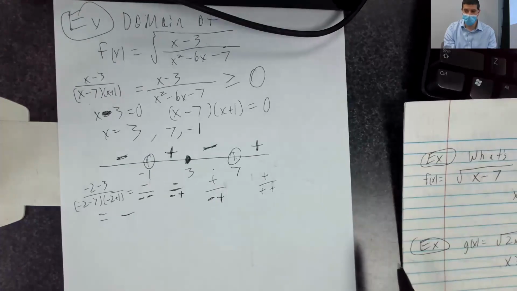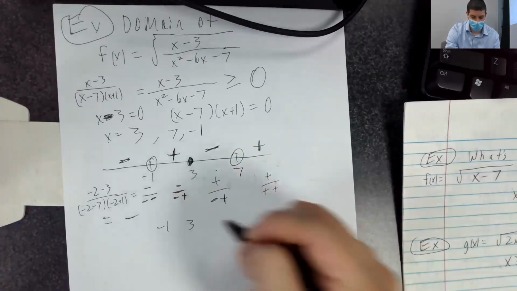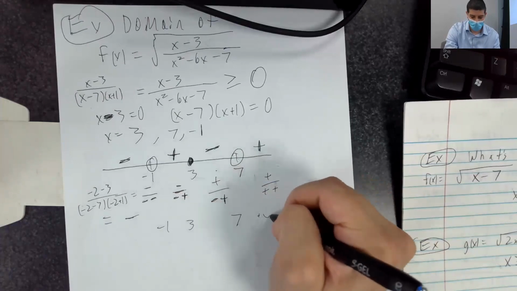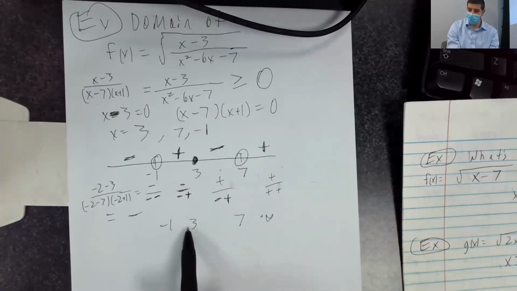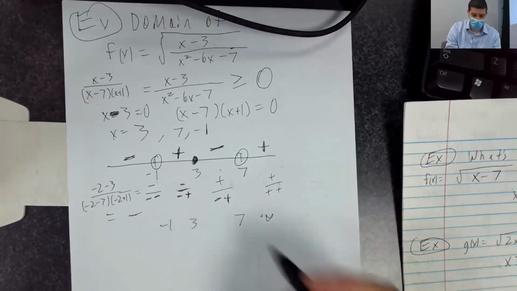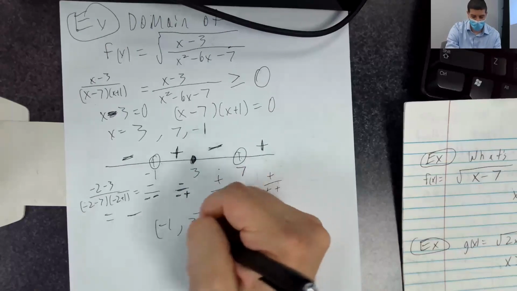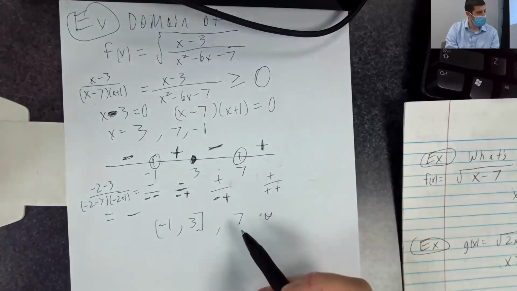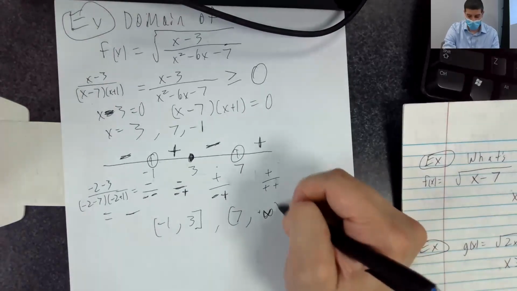So what's my final WebAssign answer? -1 to 3, and then 7 to plus infinity. So tell me, is it -1 to 3 open parentheses or closed parentheses on -1? Open, right? -1 is open. 3 is closed or open? Closed. 7 closed or open? Open. And infinity, we always put open.